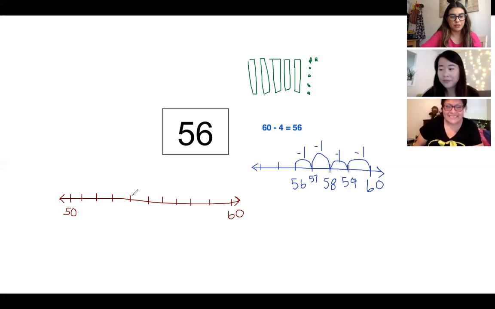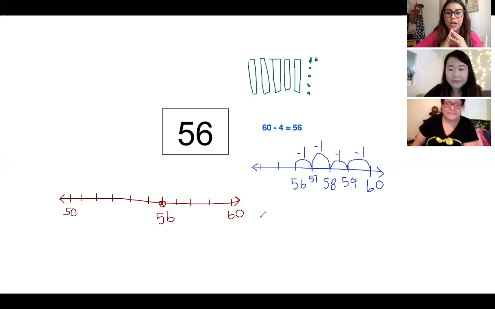51, 52, 53, 54, 55, 56. And then here is your 56. And you represented it on the number line. Beautiful. So let's try subtraction one more time.